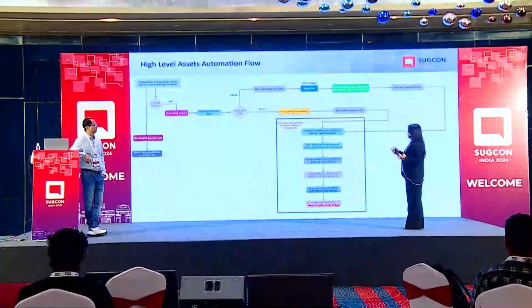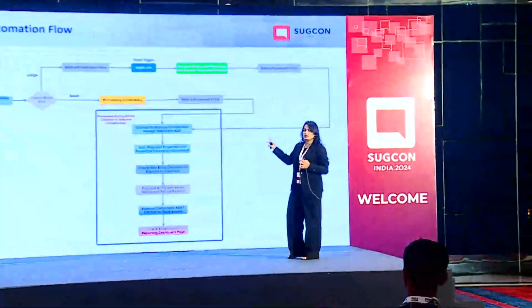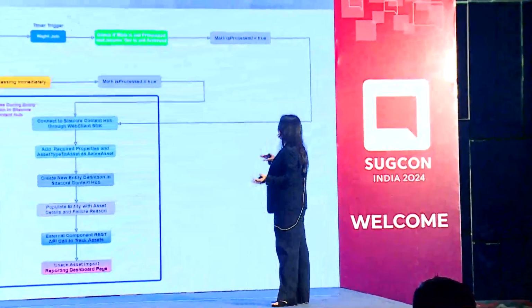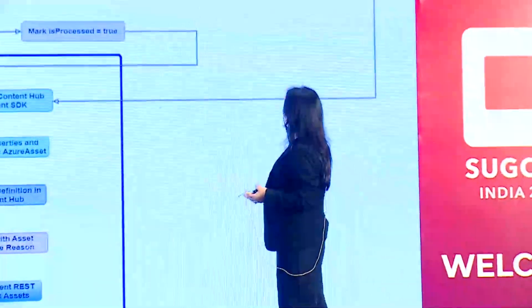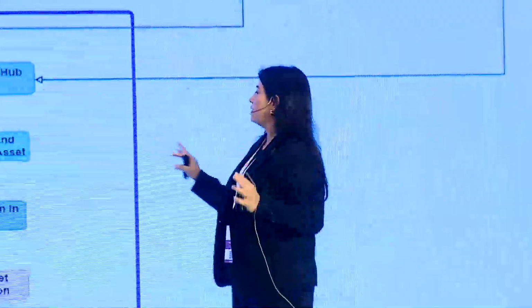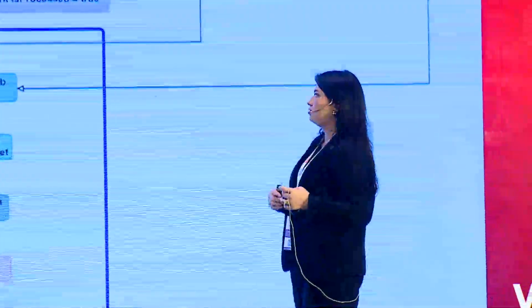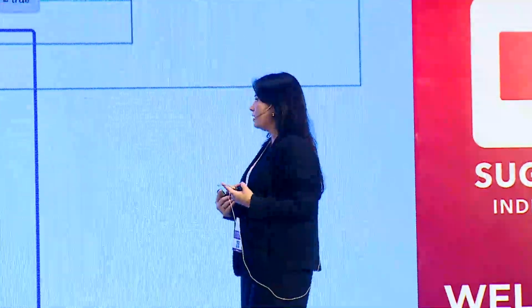Then a night job, a timer trigger, will run. We check if the blob is not processed and the blob is not archived. At the end of the execution, it marks is processed as true, and then it goes into this process, which is the most important. Here it first connects to Sitecore Content Hub through a web client SDK. So we make a connection to Content Hub through the web client SDK.